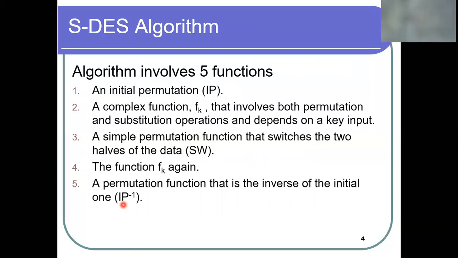That is initial permutation, FK, a complex function that is dependent on the first key, the first sub key, then the swapping function. Then again I apply complex function f, which is based on the second key, the second sub key, and then finally I apply the inverse permutation. Let me elaborate on this in slide number 5.